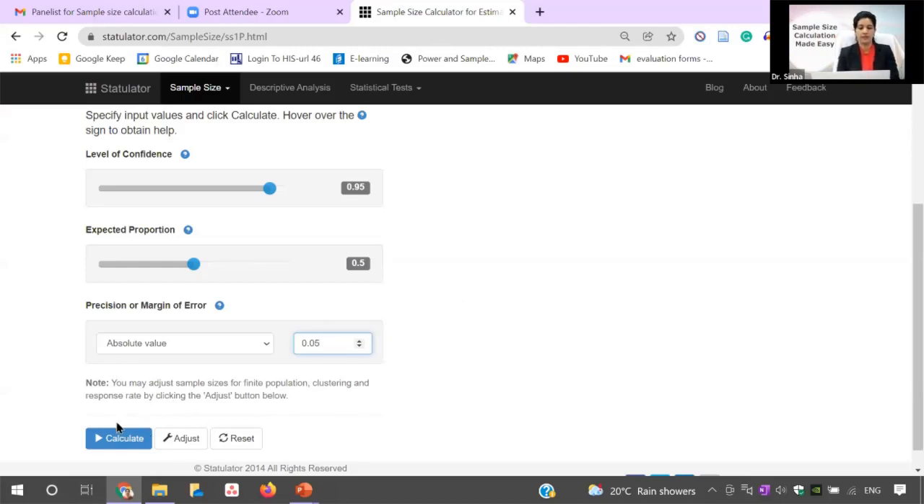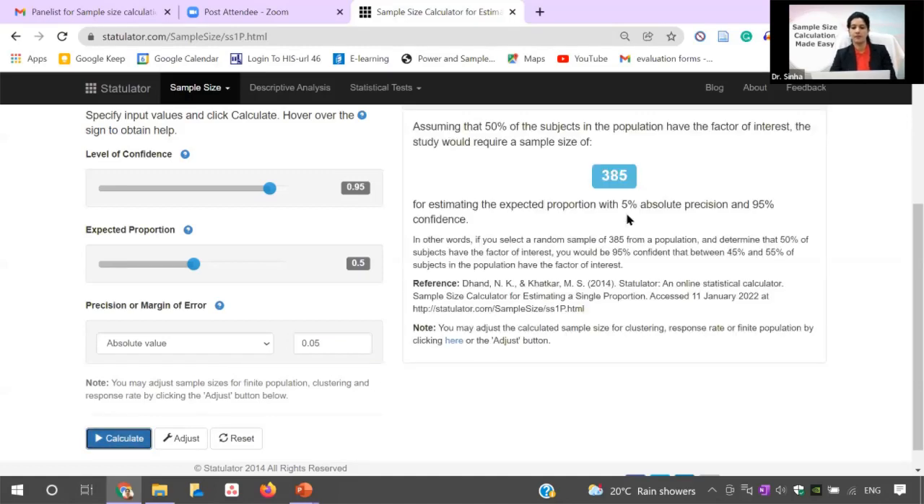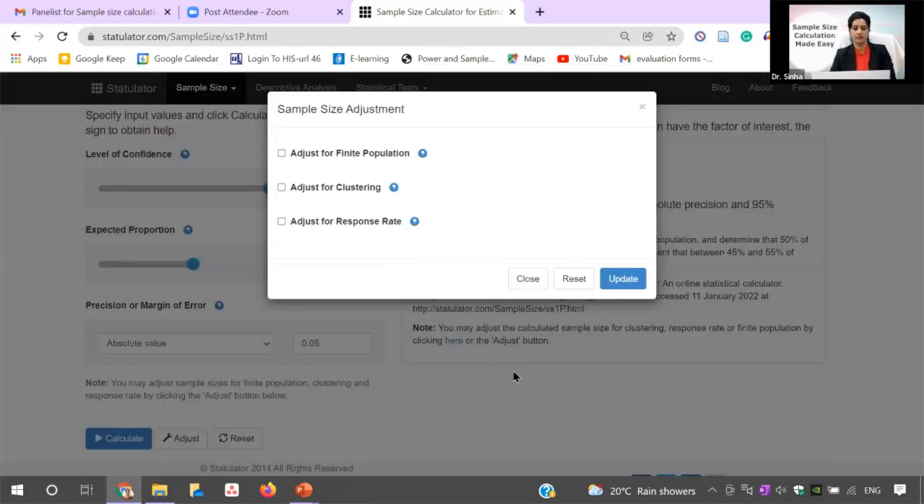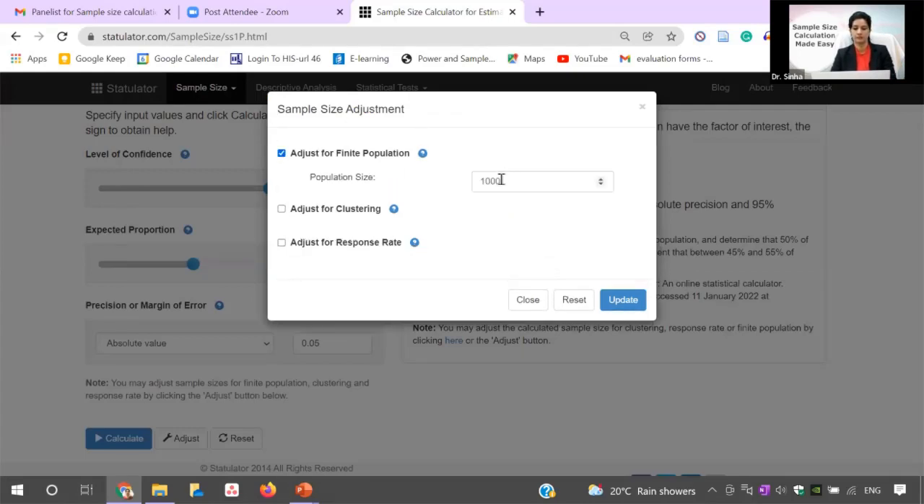Now you press calculate. Before I press calculate, you can calculate it. So the sample size is 385. Now you have to do the adjustment also, because the person has mentioned that there was a finite population correction of 245. So if you press this adjust, there's an adjustment for the finite population. You can put 245 here. There are two other options like clustering and response rate. But since this researcher has not adjusted his sample size for clustering and response rate, we will not go there.